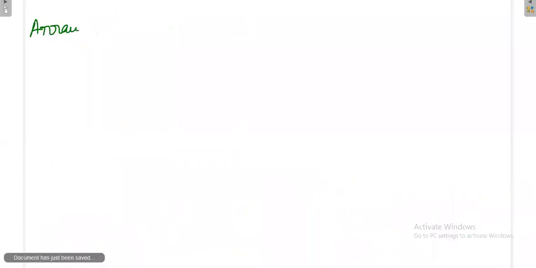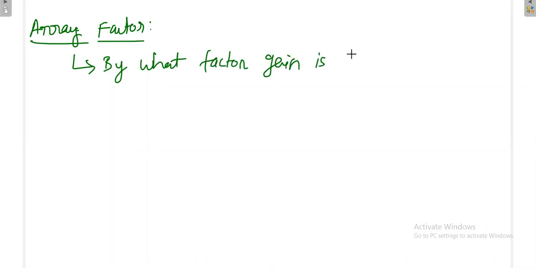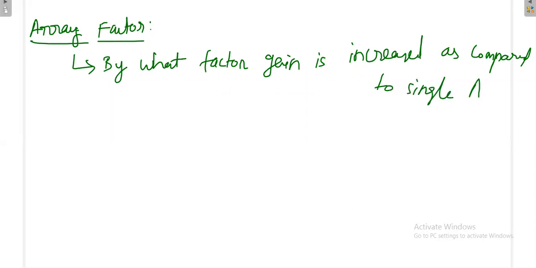So next one is array factor. I'm not going to do any derivation. So what is it giving you? By what amount your signal strength is getting increased, because that is the aim of antenna arrays. Antenna arrays are used to increase the gain. So the array factor will give you the value by what factor the gain is increased as compared to a single antenna. That is the definition of array factor.